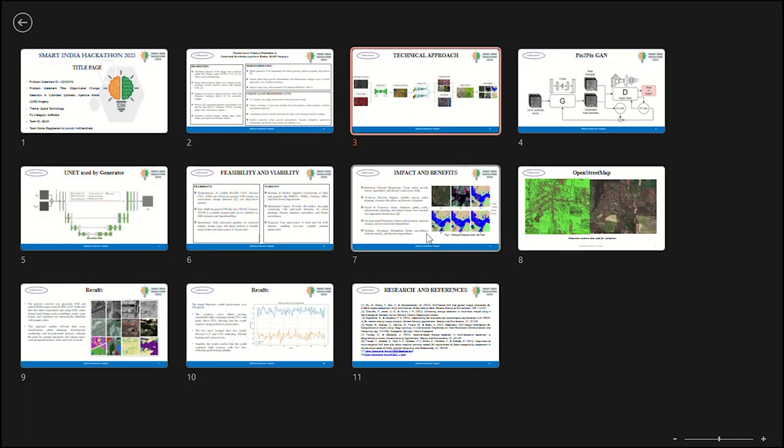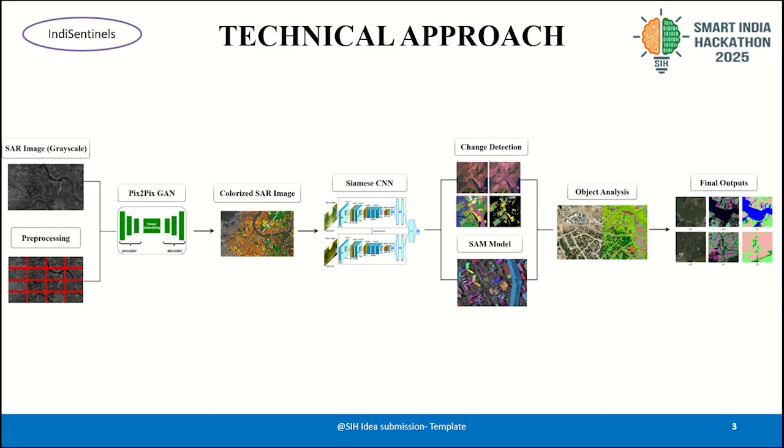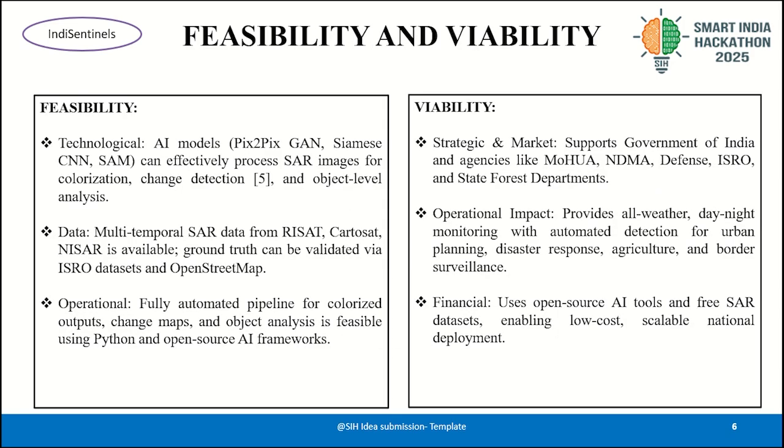For feasibility and viability, these models are open source, so they will be freely available. For the data, Indian data will be used from the Bhuvan portal of ISRO, and then this data will be validated by OpenStreetMap.